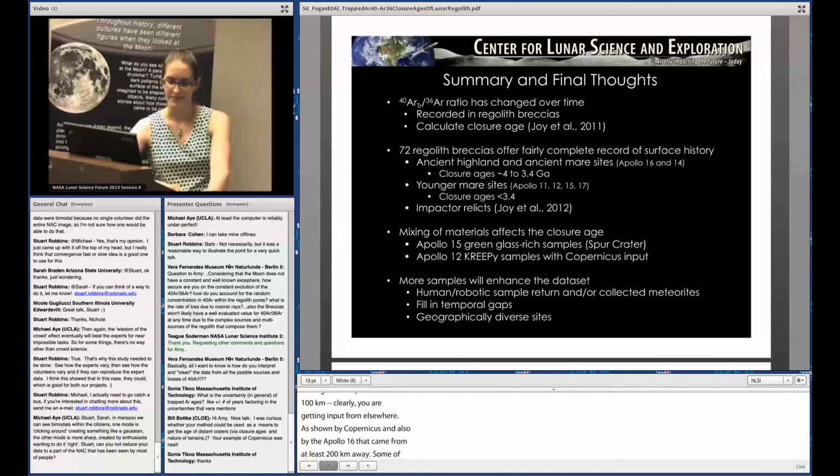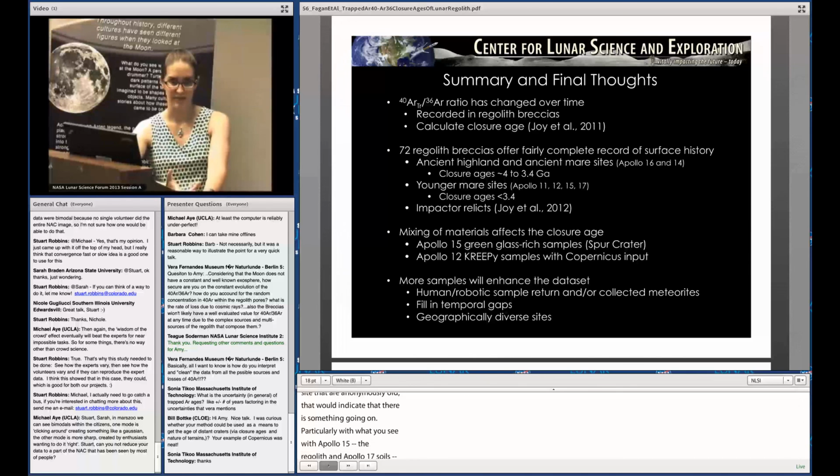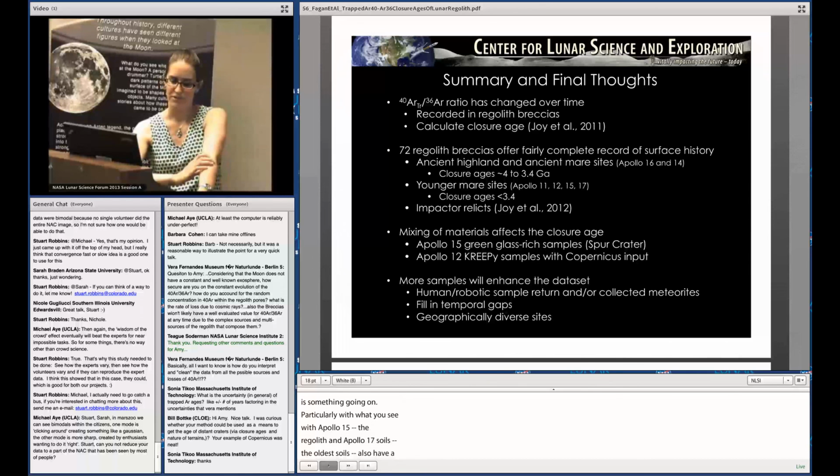I'm not sure how much you can relate the closure age to actually nailing down which crater they could have originated from. But if we do have samples from a particular site that are anomalously young or anomalously old, then that does certainly indicate that there's something going on, particularly with what we've seen with the Apollo 15 regolith breccias with the green glass. Also the Apollo 17 soils, the oldest soils, have a lot of pyroclastic glass in them as well. So those definitely require you to go back through and see really what's going on.